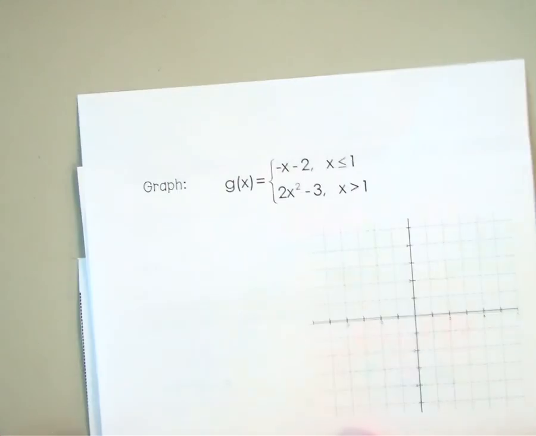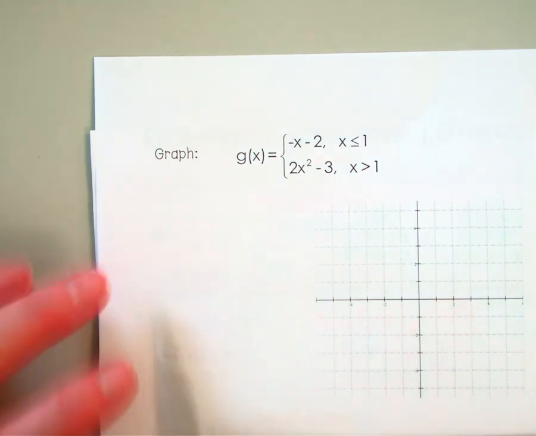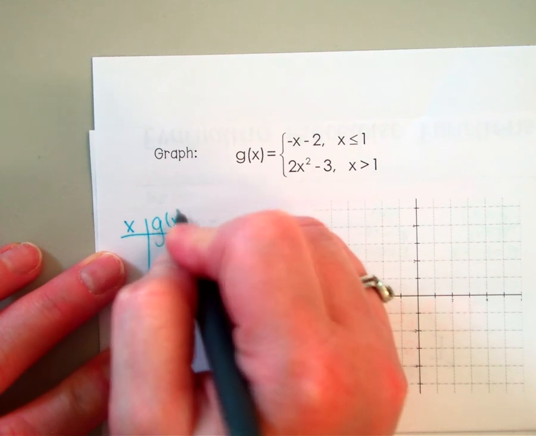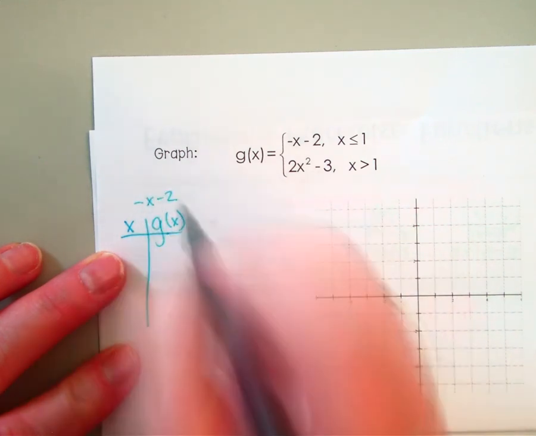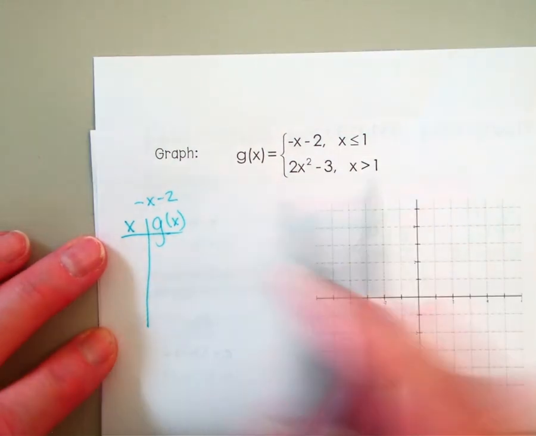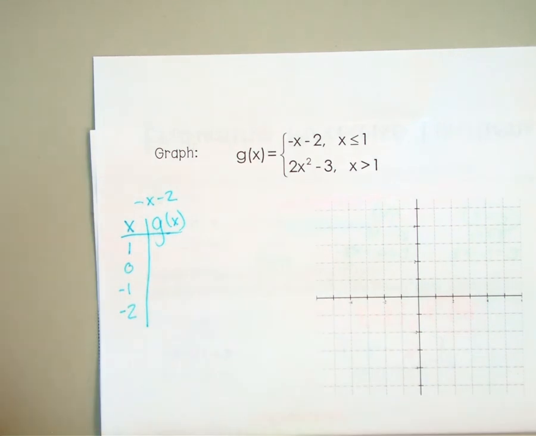Then looking at our graphs, we're going to do a couple graphs here. So what I like to do for the graphs is no matter how many pieces I have, I create a table for each piece. So my first piece here, we're negative x minus 2. I create a table. The domain here is x is less than or equal to 1. So I'm going to have 1 in there. And then I'm going to pick some values less than that.